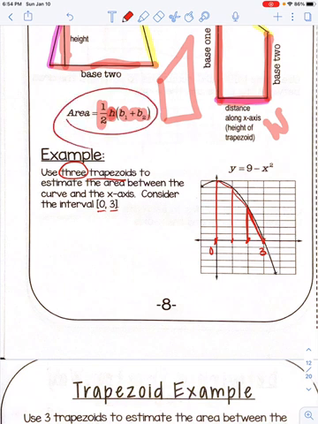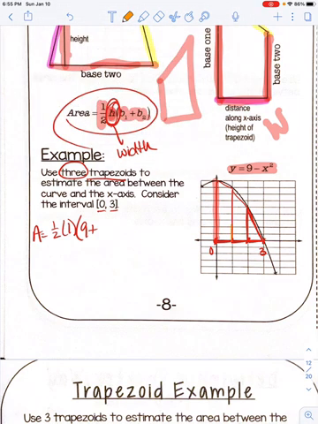Okay, so now we just have to figure out our area formula. So remember, area equals 1/2 height, base 1 plus base 2. Well, guys, this height right here is really the width of your trapezoids. And that's all 1 for this problem. So I'm going to have 3 separate trapezoids. So watch, I'm going to have 1/2, a width of 1, and then base 1 is this guy. So I need to know this function at 0. Well, that's 9. And then now I need this one right here, which is this function at 1, which is going to be 8.